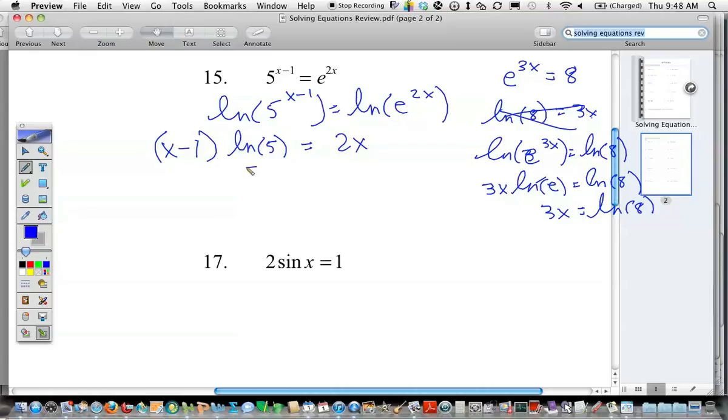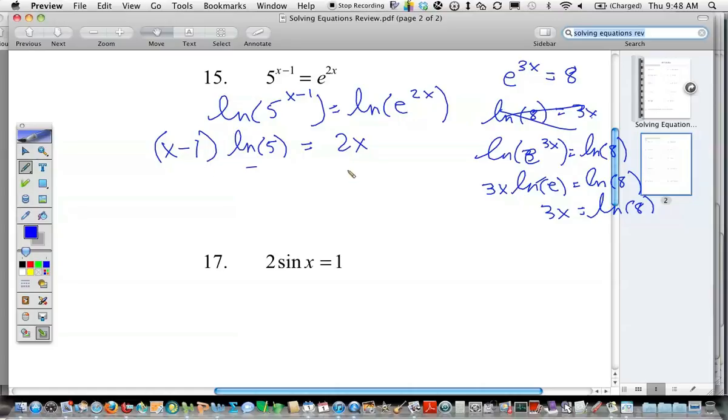Now, this is an algebraic technique that we will run into many, many times throughout the course of the no calculator problems that we get into. ln 5 is just a number. Since it's no calculator, we don't really know its decimal equivalent, we don't care. But we have to treat it as if it was a 7. It's just a number.